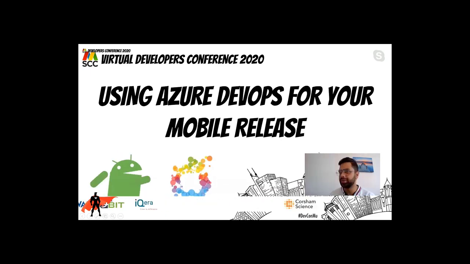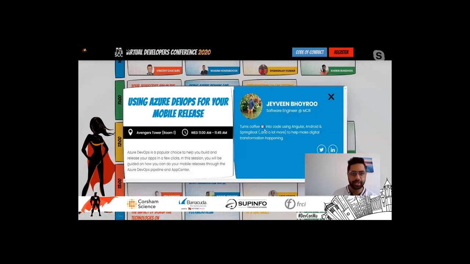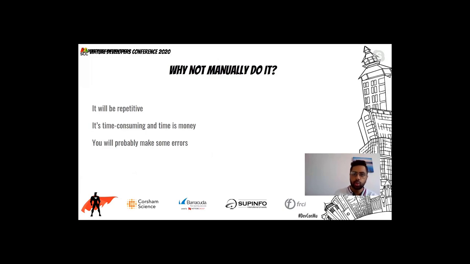I think Jay has already talked a bit about me. So I've been telling you why we cannot do this manually, because developing it manually, mostly for a big app, is repetitive. If you have to do the release manually, it's time consuming, and as you all know, time is money, and most probably you will make some errors, right? Humans make errors, whereas robots, we are not so sure yet.